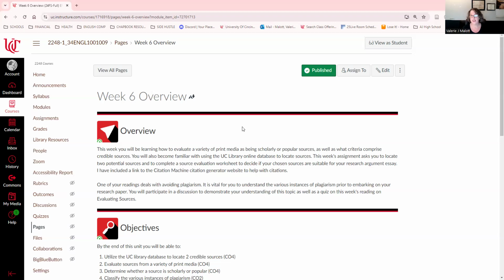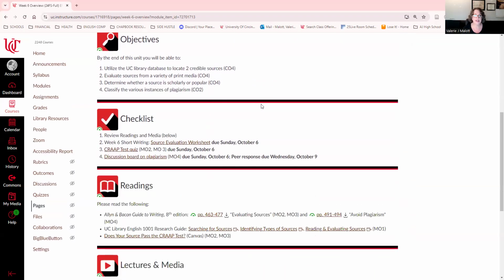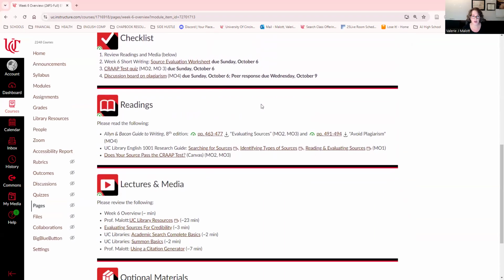So you're going to participate in a discussion to help demonstrate your understanding of this topic. There will also be a quiz on this week's reading on evaluating sources. So let's take a look at those readings.